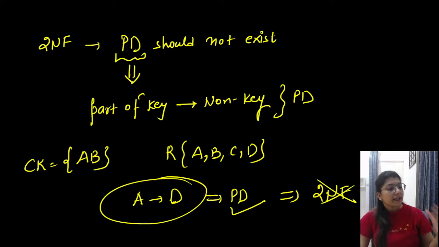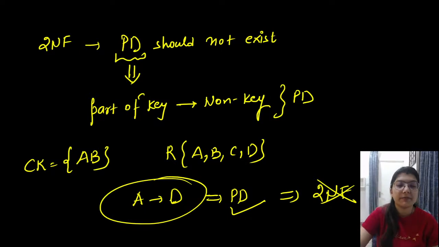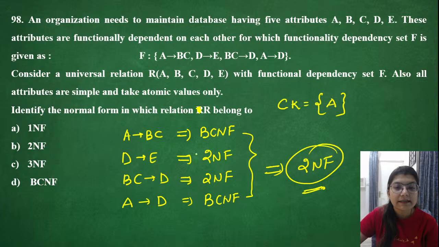2NF basically says that partial dependency should not exist. What is partial dependency? A part of a candidate key determining a non-key attribute. So in this question, since 2 functional dependencies are satisfying 2NF and 2 are satisfying BCNF, the final answer will be 2NF.